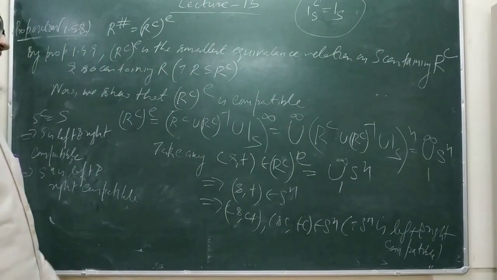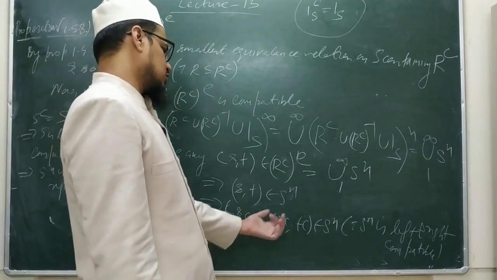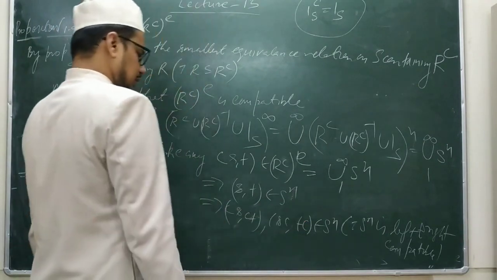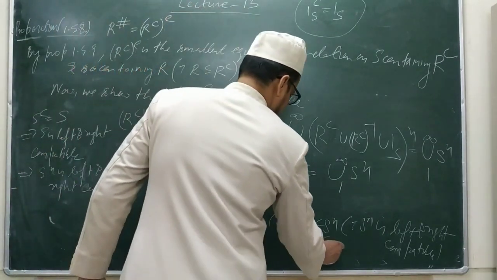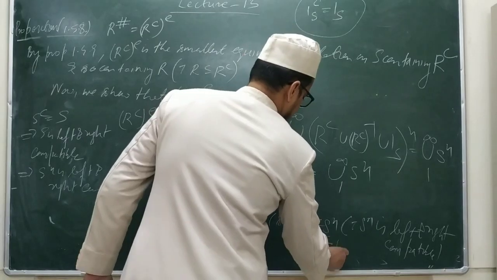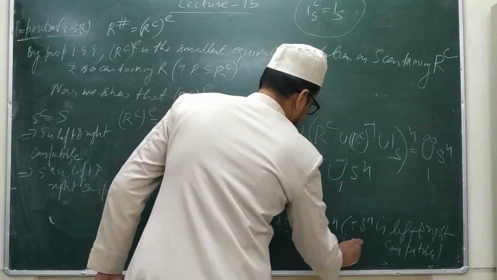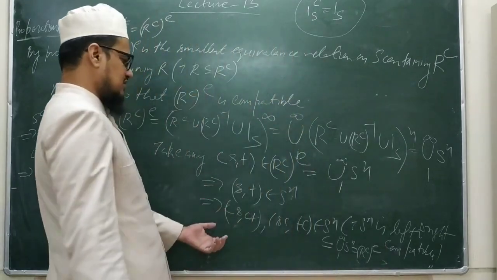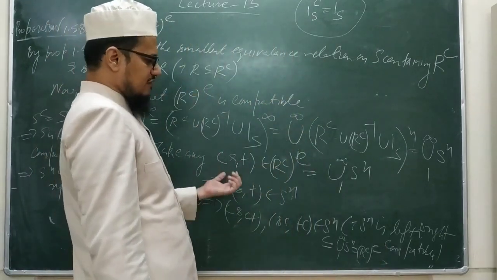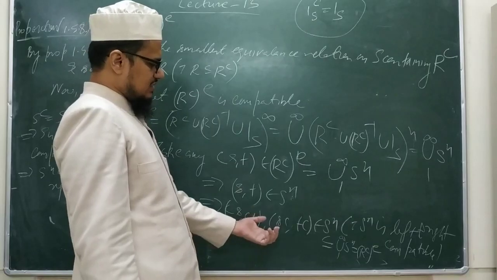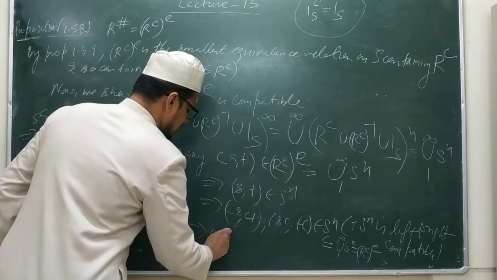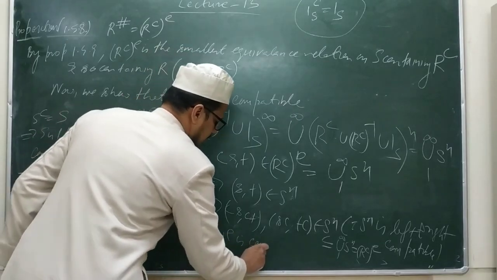Since Sn is left and right compatible, Cs, Ct belongs to Sn, and Sc, Tc belongs to Sn. So Sn is contained in what? It is contained in the union from 1 to infinity of Sn, that is RCE. So we have proved that for S, T belonging to RCE, Cs, Ct and Sc, Tc are in RCE. It implies that RCE is compatible.